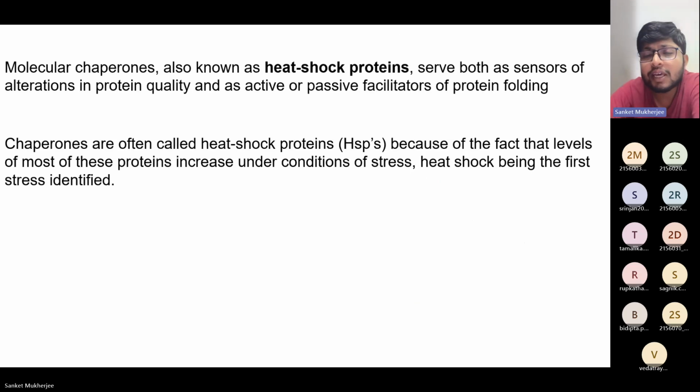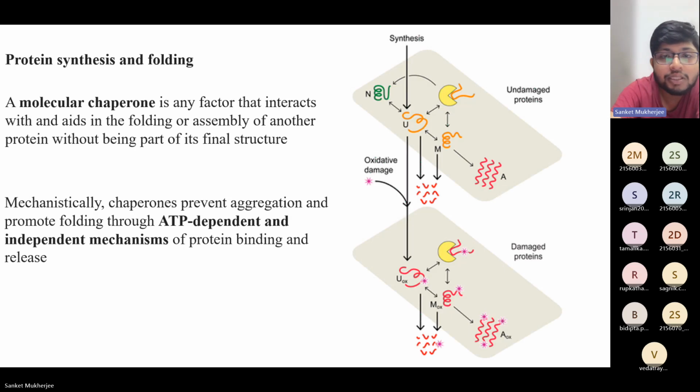Chaperones are also known as heat shock proteins because they serve both as sensors of alteration in protein quality and also as active or passive facilitators of protein folding. Heat shock proteins got their name because they were initially identified as stress molecules when heat shock was introduced. So that's why the name comes up like that. So this is how a chaperone works.